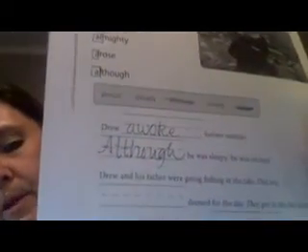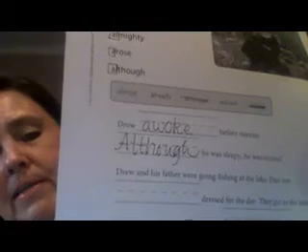Drew and his father were going fishing at the lake. Dad was blank dressed for the day. Dad was dressed, so Dad was already dressed. He may have been more excited than Drew.